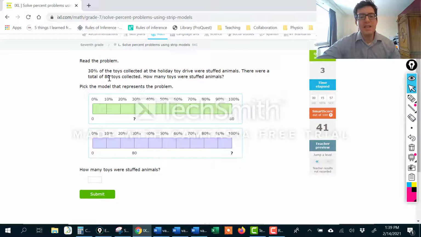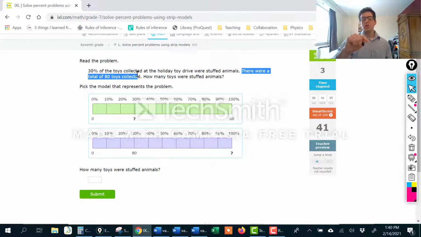Okay, so 80 is the total. Again, there were a total of 80 toys collected. So that means that 80 should correspond to 100%. That was all the toys. I can see in this model, 80 does correspond to 100%. In this model, it does not correspond to 100%.